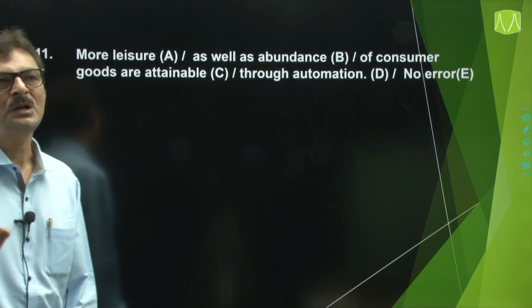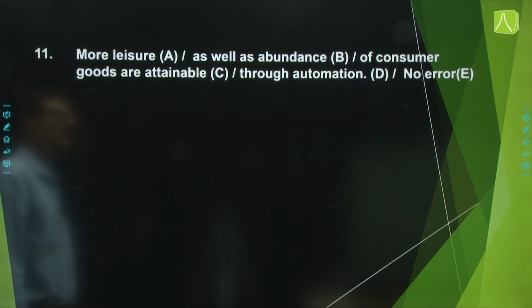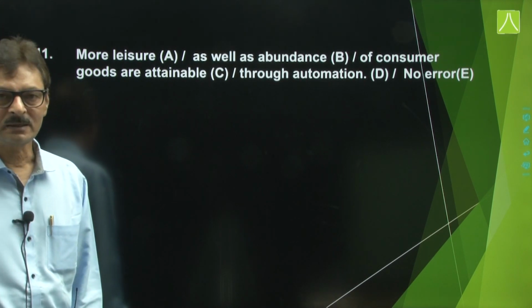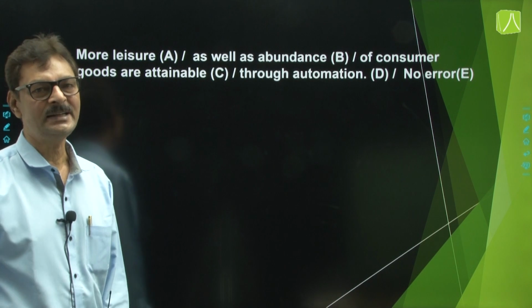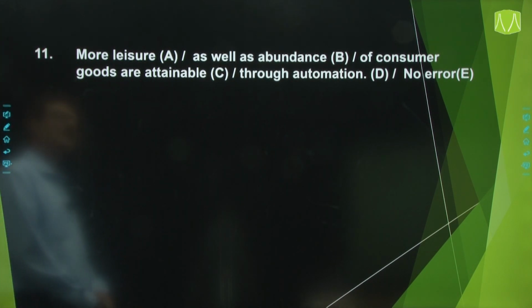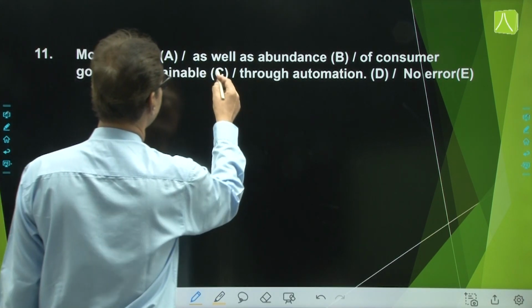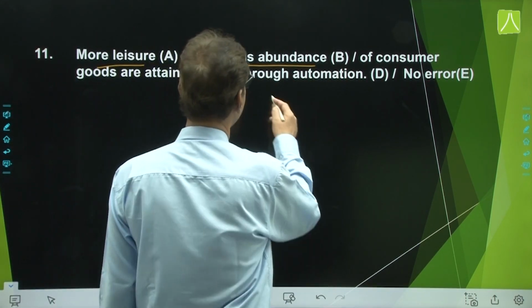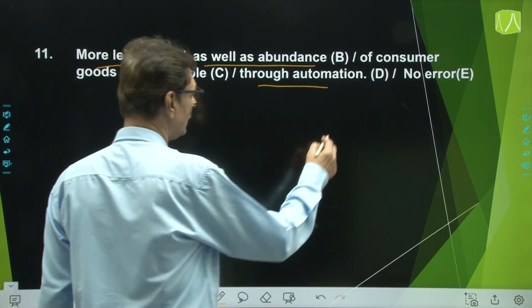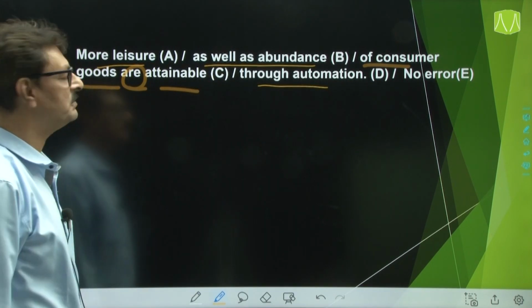So you have to be very careful when you solve these questions based on spotting the errors. More leisure as well as abundance of consumer goods are attainable through automation, and E should be the option if you feel there is no error in the statement. Read it carefully. Let's start checking. More leisure, इसमें कुछ है नहीं, as well as abundance. So no error in A and B. Now let's move on to C, if any. D में भी नहीं लग रहा है कुछ भी. Of consumer goods are attainable. More leisure as well as के संग क्या लगता है?